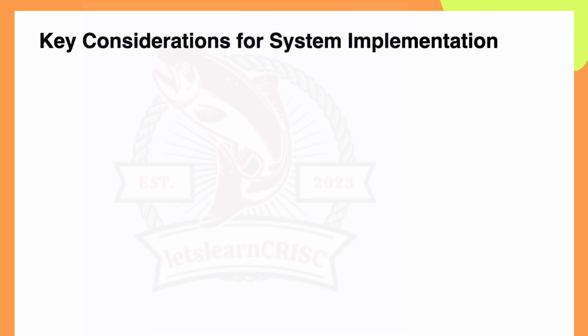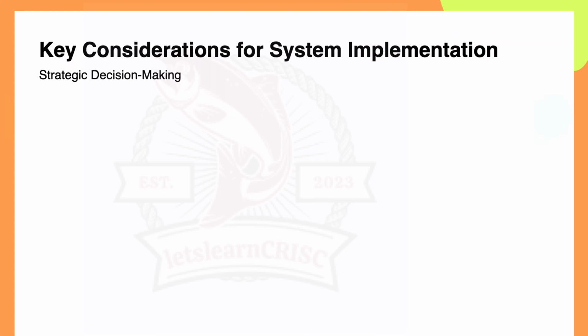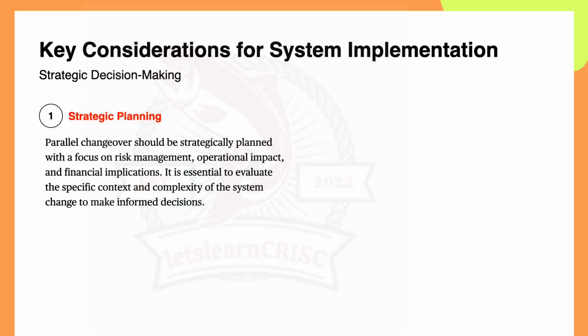Let's move ahead. We'll discuss something about the key considerations of system deployment, right? The first is about strategic planning. Friends, planning the changeover strategically involves thinking ahead about the risk, operational effect, and the financial aspect, right? So it's crucial to consider the unique circumstances and complexity of the system change, right? For example, if your company is upgrading its customer relationship management system, strategic planning involves understanding how the change will impact customer interaction, employee workflow, and the company's overall strategy, right?